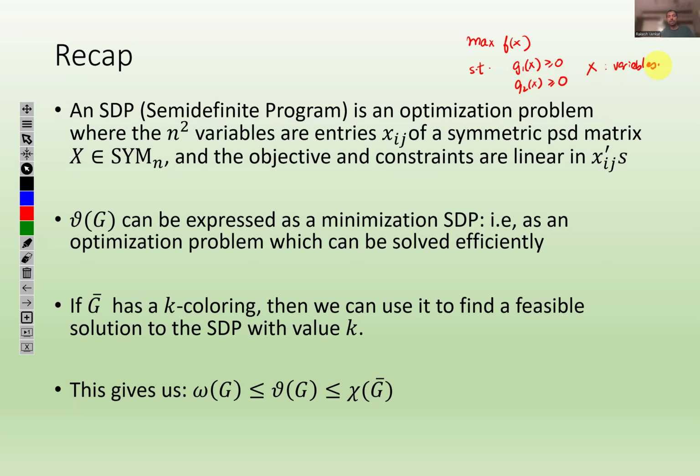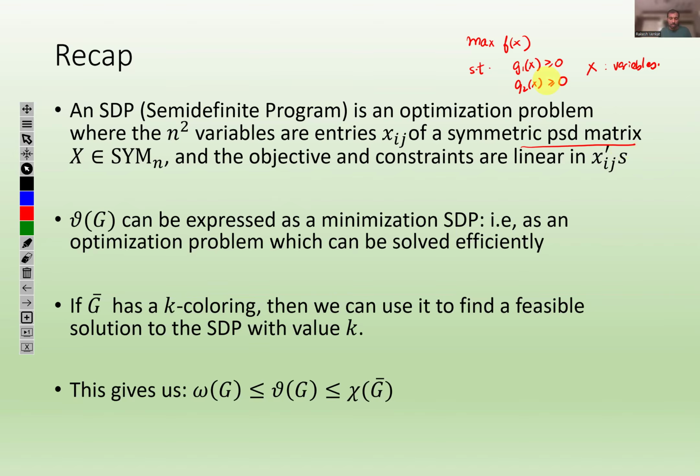But for a specific case of a semi-definite program, the variables have more structure. They come from this matrix capital X, whose entries xij are the actual variables appearing in the optimization. Okay, the matrix itself is symmetric and positive semi-definite, right? And the objectives and the constraints are linear in the entries of the matrix. So these F's and G's will be linear in the entries of the matrix. Okay, so that's how we had set up what a semi-definite optimization problem is.